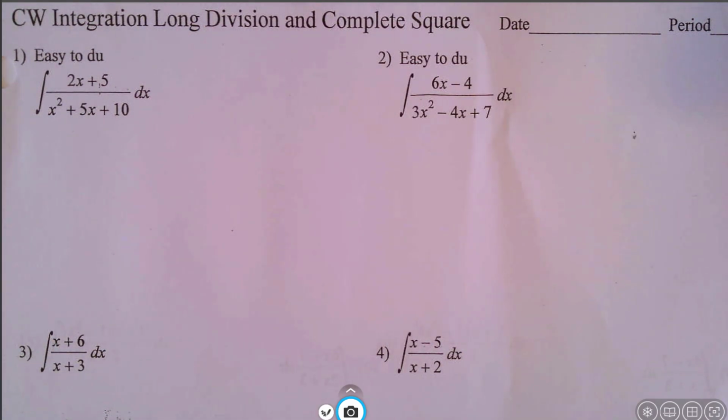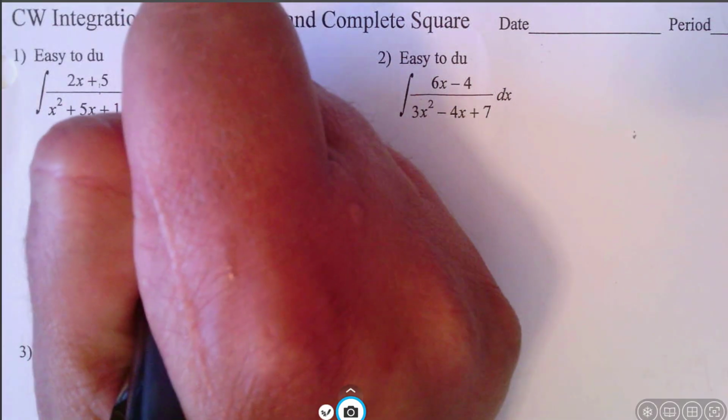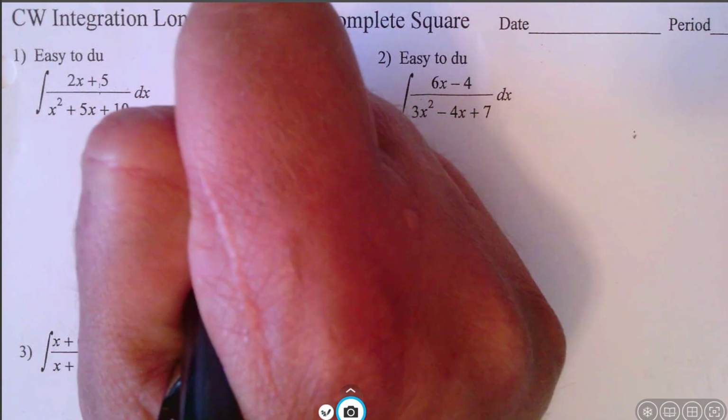So we want u to usually be the thing that's found inside of another function and that we can take the derivative of easily, and hopefully that we see that derivative somewhere else. So hopefully you have an idea of what our u is going to be. In this case, it's going to be the bottom. We're going to let u equal the denominator here, x squared plus 5x plus 10.